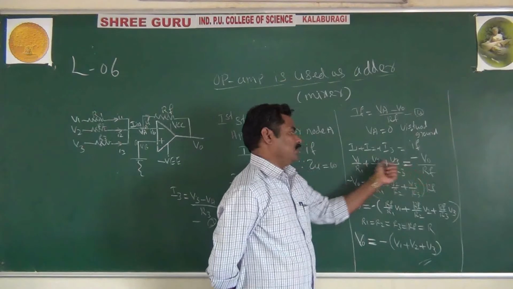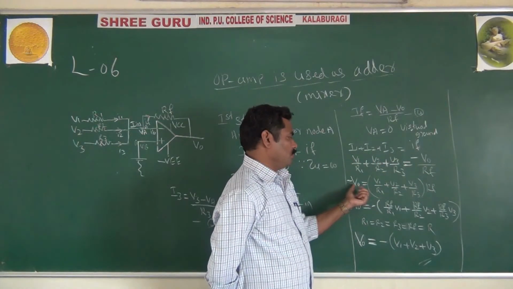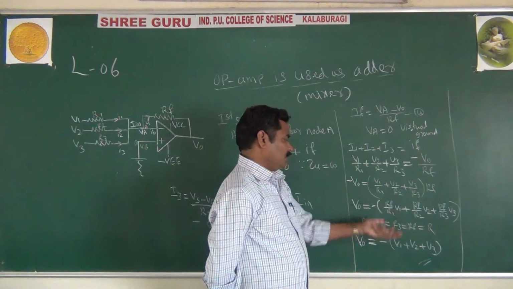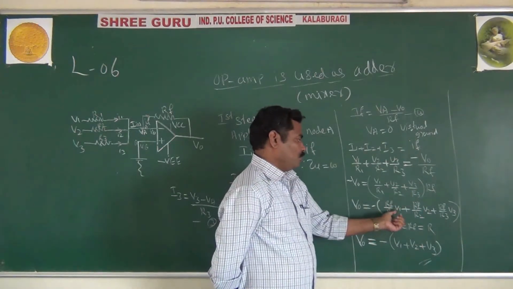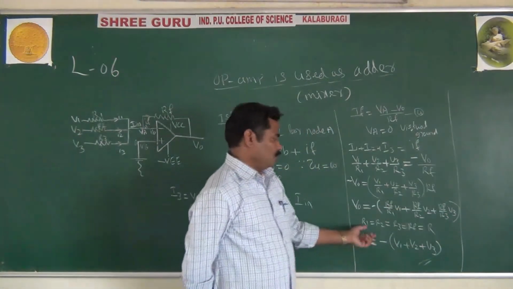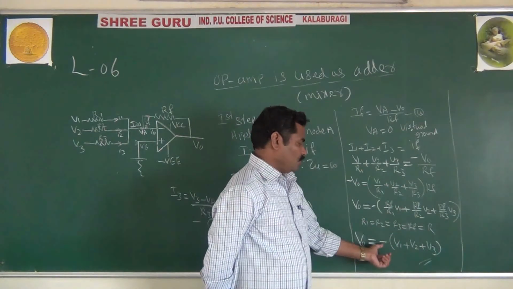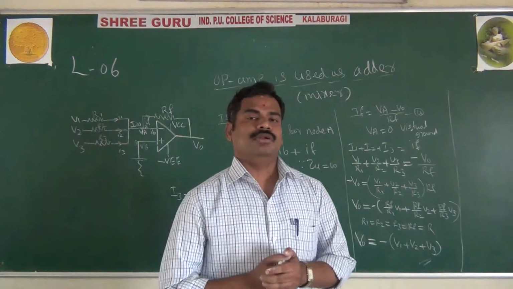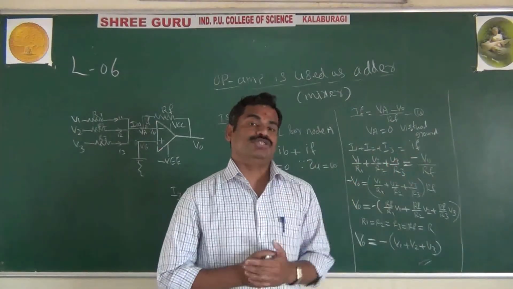Here we take Rf and cross multiply. We will get V0 equal to minus Rf into V1 by R1, plus V2 by R2, plus V3 by R3. Taking Rf inside, V0 equals minus Rf by R1 into V1, plus Rf by R2 into V2, plus Rf by R3 into V3. Then if you consider R1, R2, R3 and Rf equal to R, both will cancel, and the output is equal to minus of V1 plus V2 plus V3. This is the simple proof of how the op amp is used as an adder.